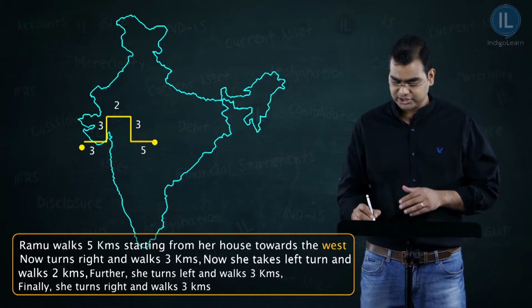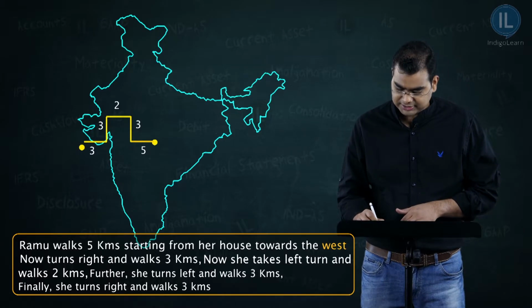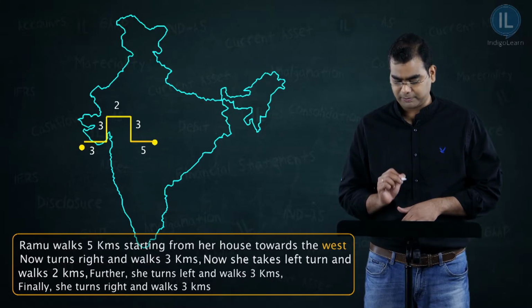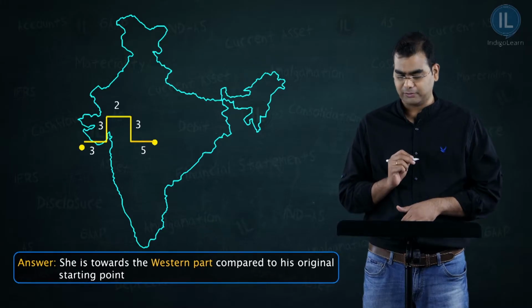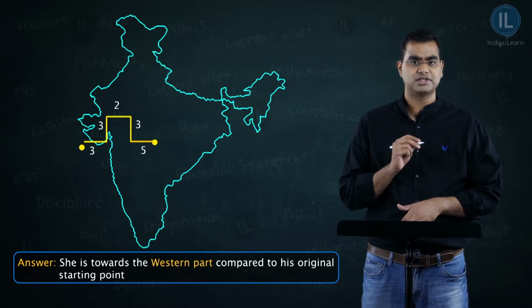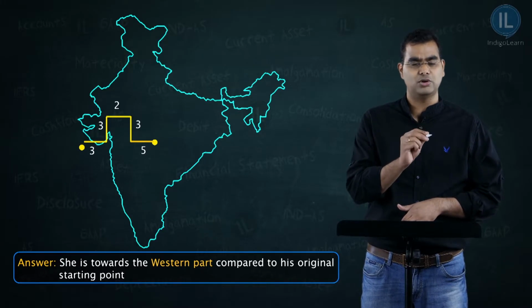So students, where did she start? She started here, went like this, then came back, and finally she is here. She is towards the western part compared to her original starting point. So the answer to this question is she is towards the west of her house, right?